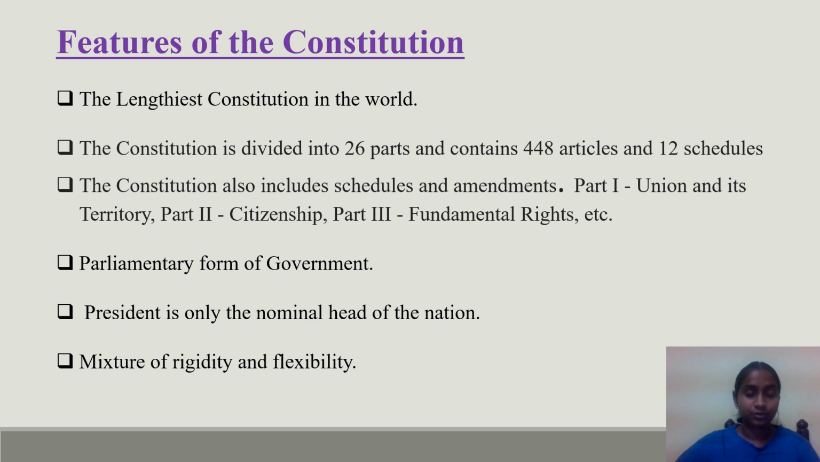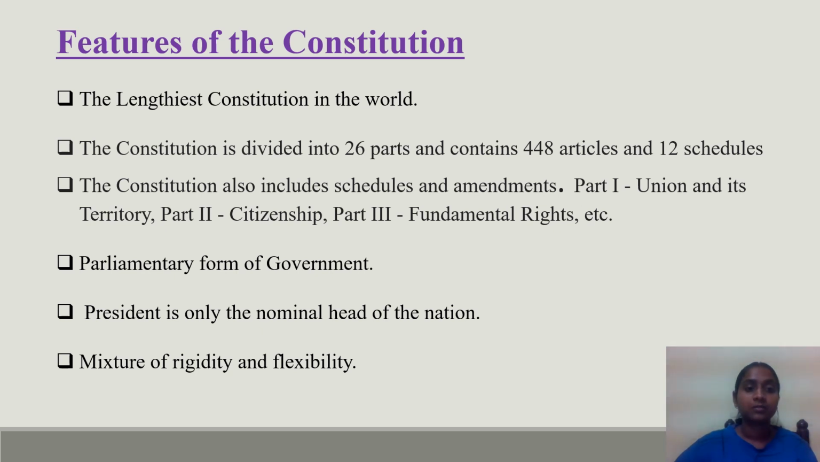Features of the Constitution. The lengthiest Constitution in the world. The Constitution is divided into 26 parts, containing 448 articles and 12 schedules. The Constitution also includes schedules and amendments, in which Part 1 consists of the Union and its territories, Part 2 consists of citizenship, and Part 3 consists of fundamental rights.